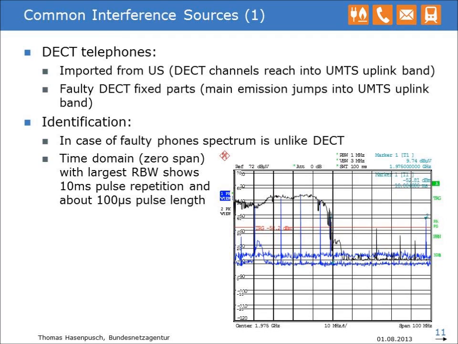We can identify this type of interference, although the spectrum in the case of a faulty DECT telephone is not like DECT. So this is a typical spectrum that we recorded, and you cannot recognize it from the spectrum as a DECT phone. You can only see it's a pulsed signal. But if you go to the time domain in zero span, you can see the 10 millisecond pulse repetition, and you can see pulse lengths of less than 100 microseconds. This is quite typical. If you see that, you can already know that the interferer is a DECT station.